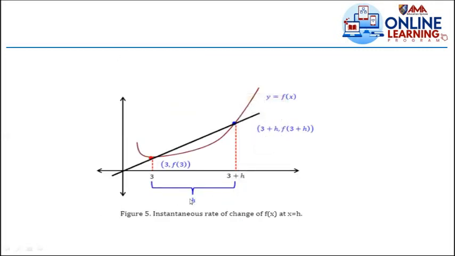Ito yung h po natin. Pag meron tayong nag-increment dito na h, we have 3 plus h. Figure 5, instantaneous rate of change of f of x at x is equal to h. Ibig sabihin nun, if your x is equal to 3, dapat yung value ng h natin is pareho lang siya sa 3.